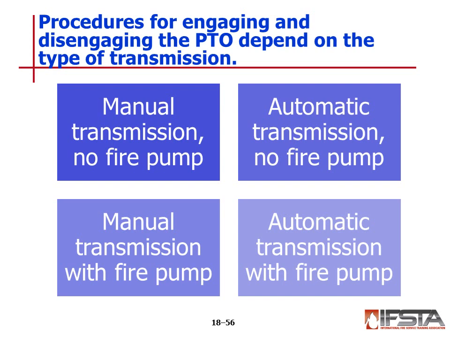Procedures for engaging and disengaging PTOs on aerial apparatus depend upon what type of transmission the apparatus has, and whether or not the apparatus is equipped with a fire pump: an automatic transmission without a fire pump, a manual transmission without a fire pump, an automatic transmission with the fire pump in use, or a manual transmission with the fire pump in use.